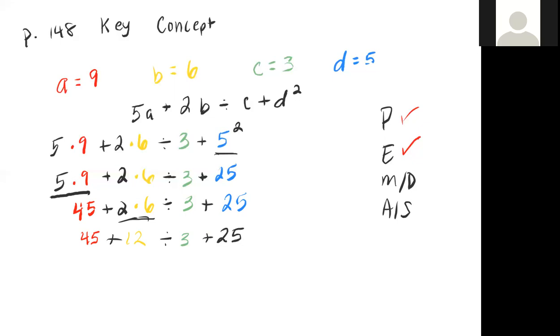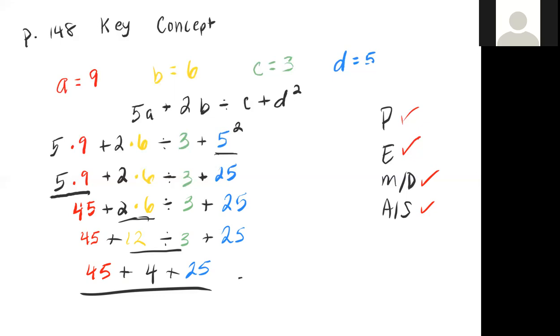Okay, let me see. Do I still have multiplication or division? I do. I've got 12 divided by 3 here, which is 4. So I've got 45 plus 4 plus 25. And we are officially done with multiplication and division, so we can go on to addition and subtraction. Go ahead and add up 45 plus 4 plus 25. I would probably do 45 plus 25, which gets me 70. Then add 4, which gets me that answer of 74.